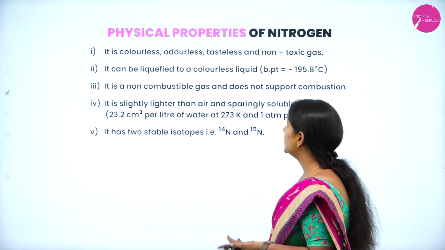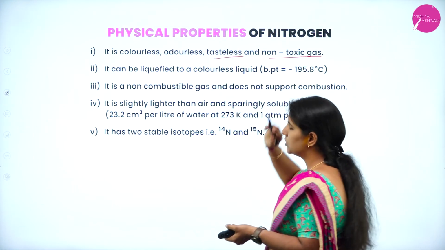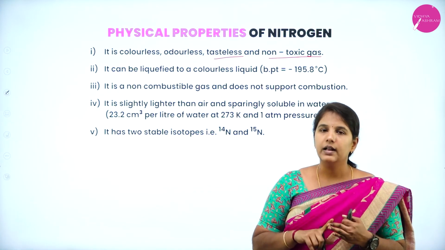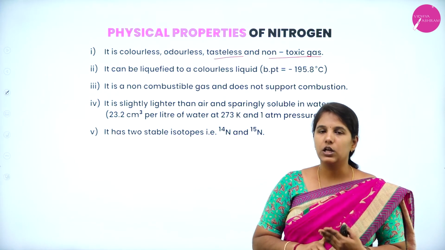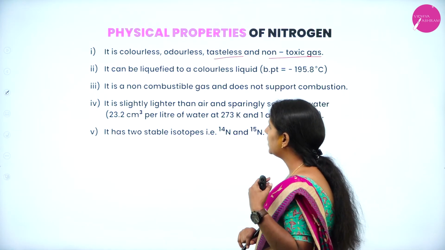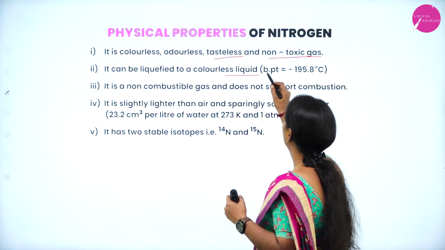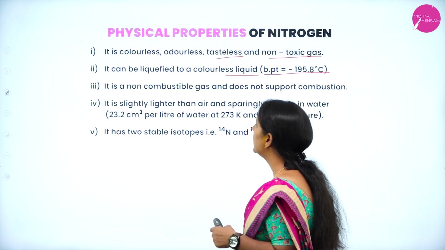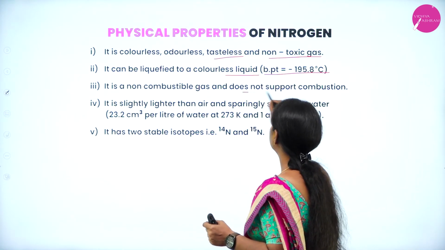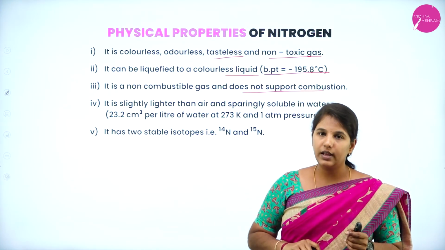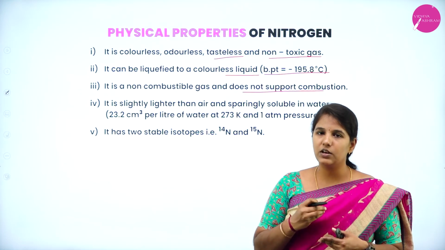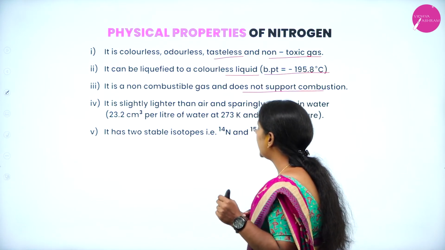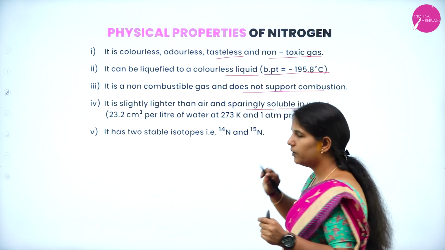Coming to the physical properties of nitrogen. It is colorless, odorless, tasteless, and non-toxic gas, and it can be liquefied into a colorless liquid with a boiling point of -195.8 degrees Celsius. It is a non-combustible gas and does not support combustion, which indicates that during combustion this gas will not be involved. It is slightly lighter than air and sparingly soluble in water.